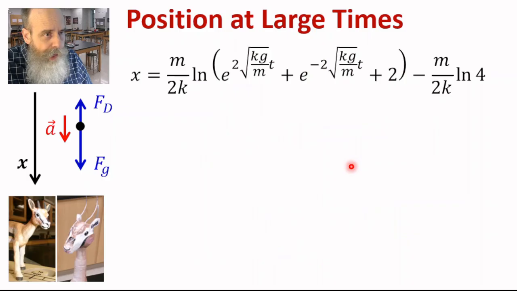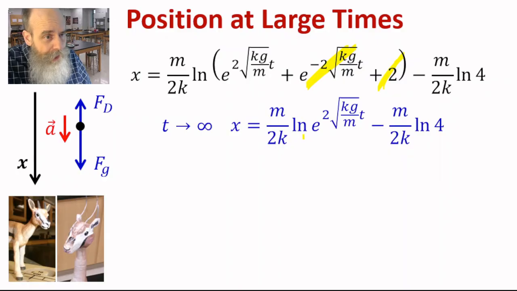Now let's look at what happens at large times. So here's our function. Now we want it for large values of t. This term is e to the negative infinity, which is just 0. So this term we can cancel out. And then this term is very large, much larger than the 2. So the 2 we can just cancel out. And so this is what we have. When t goes to infinity, x is m over 2k ln e to the 2 square root kg over m times t, minus m over 2k ln 4.